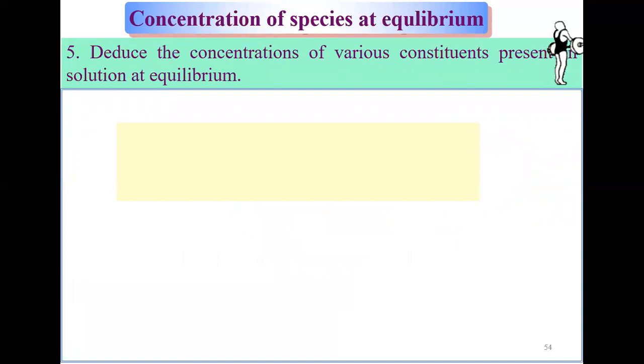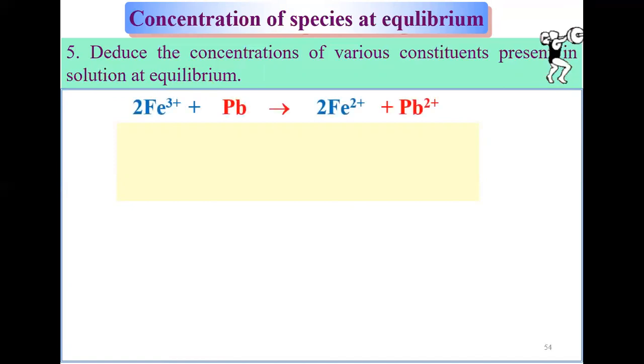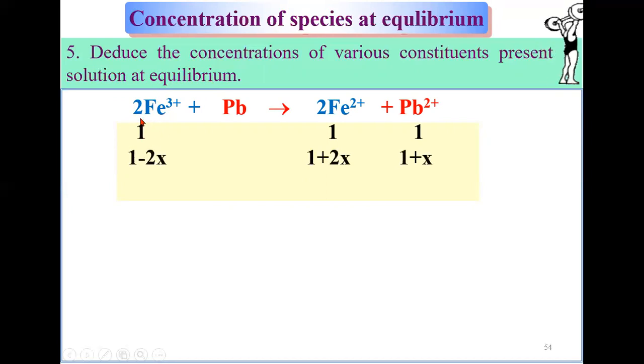Now, this is a little bit harder, not too much, but they are asking you to deduce the concentration of the various constituents present at equilibrium. Before I do that, if they don't ask you for K of the reaction, you have to find the K of the reaction. If you want concentrations at equilibrium, you need the equilibrium constant first. We did that in the previous part. Initially, everybody is 1 molar. When the reaction proceeds, it's minus 2x, plus 2x, and plus x. That's my concentration at equilibrium.